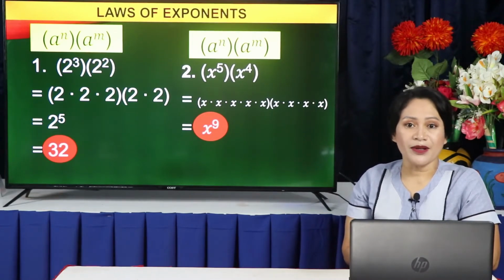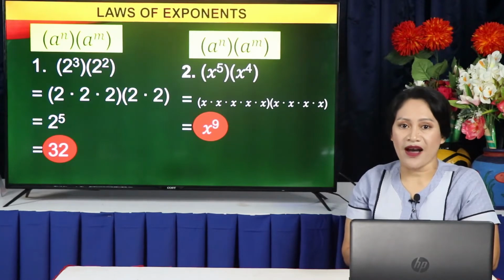Let's move on to example number 2. It says x to the power of 5 times x to the power of 4.